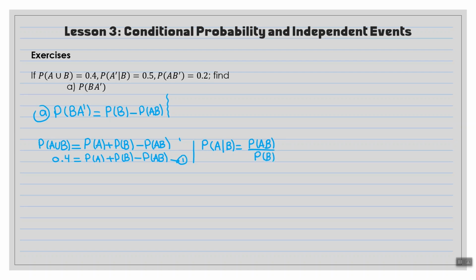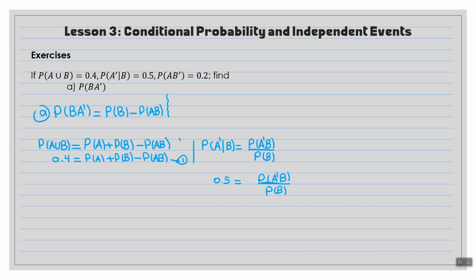Now, in this question, I have A dash. So this means that this is A dash B over the probability of B. Again, in this line, the only thing we know is the probability of A dash B, and the probability of A dash B is actually 0.5. So this is 0.5 equals the probability of A dash B, which we don't know, over the probability of B. Okay? And again, we don't know these two. Okay. What can we do here?